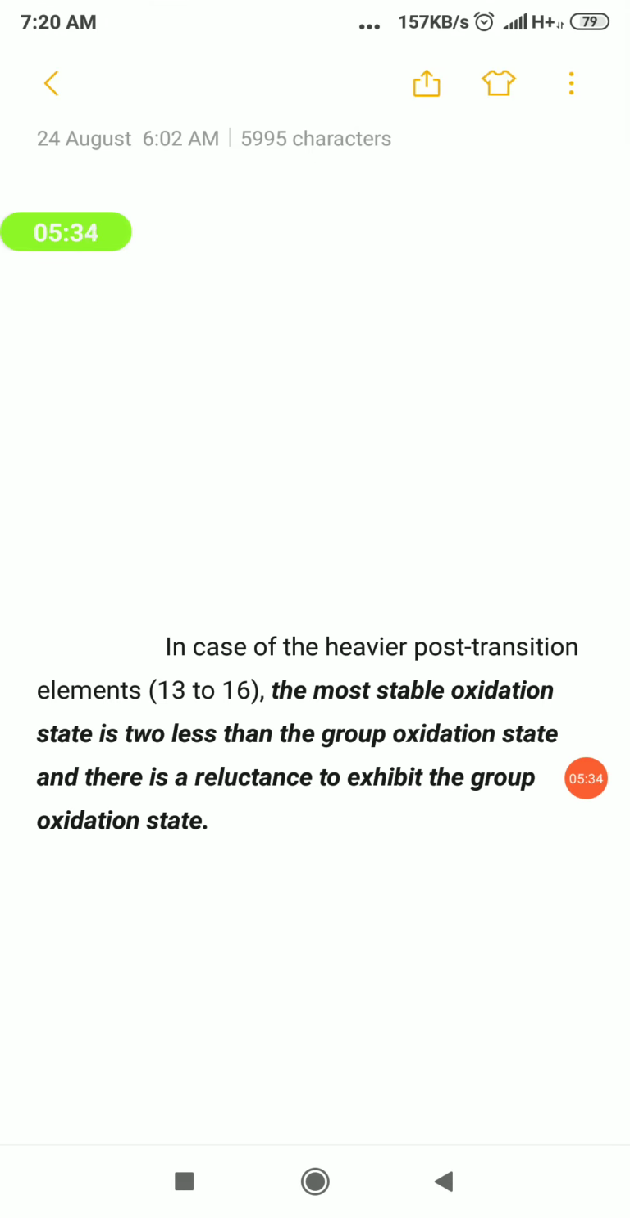In the case of heavier post-transition elements, the most stable oxidation state... We have seen that the p block elements show variable oxidation states, +1, +2, +3. Out of those variable oxidation states, the most stable state is 2 less than the group oxidation state. Okay, are you able to understand, students?